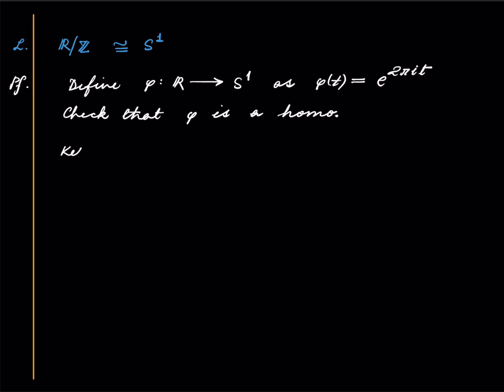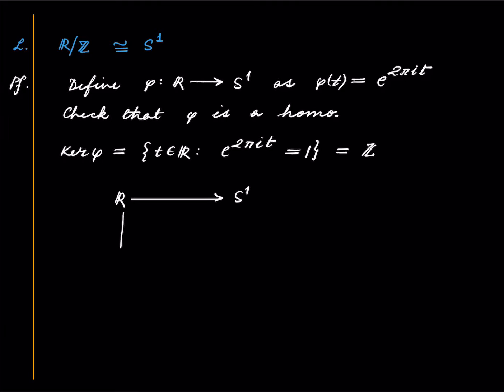What is the kernel of phi? Kernel of phi is those real numbers such that this equals 1. And this by high school mathematics is basically the set of all integers. So that I leave you to check. So therefore, by the first isomorphism theorem, we have this diagram. This again is an injective map, simply because we have factored out by the entire kernel. Is it surjective? Well, of course, everything in the unit circle can be written in this way. So it is also surjective.